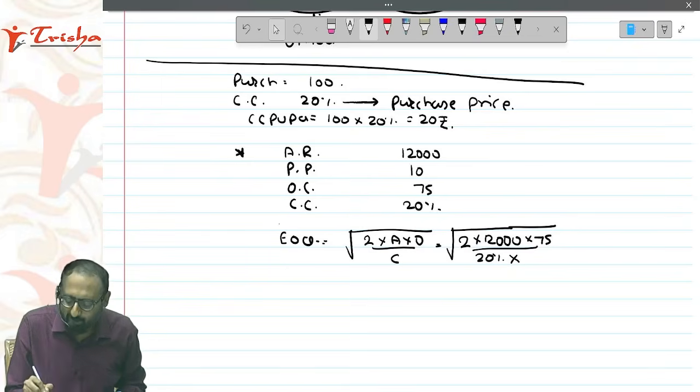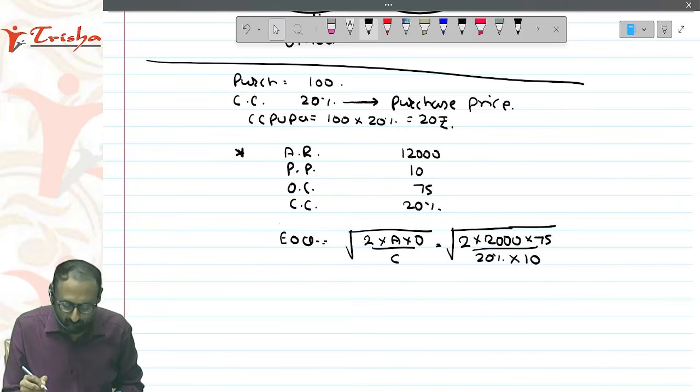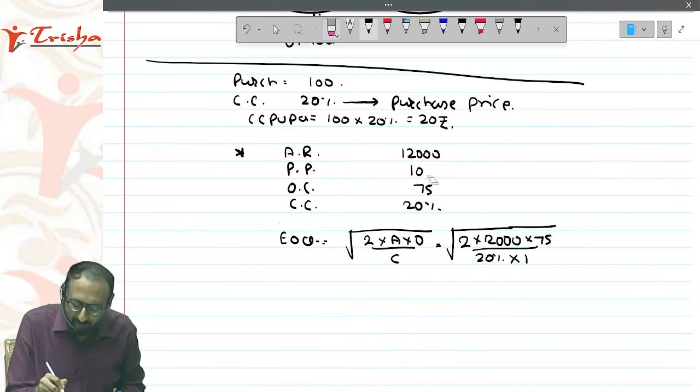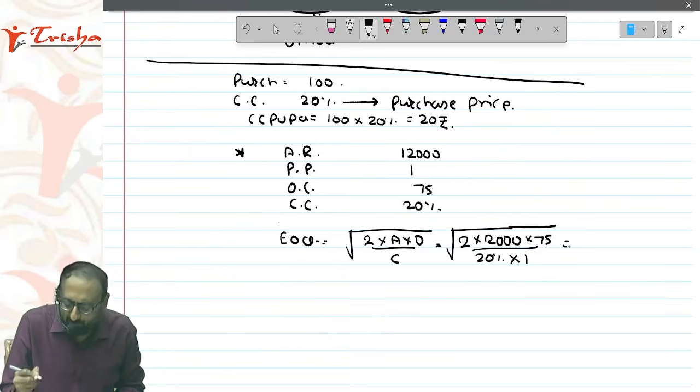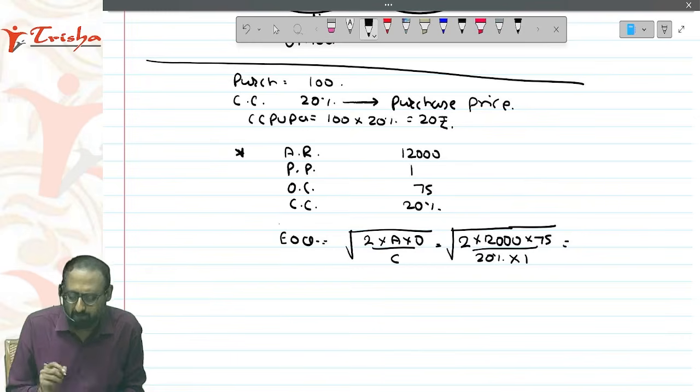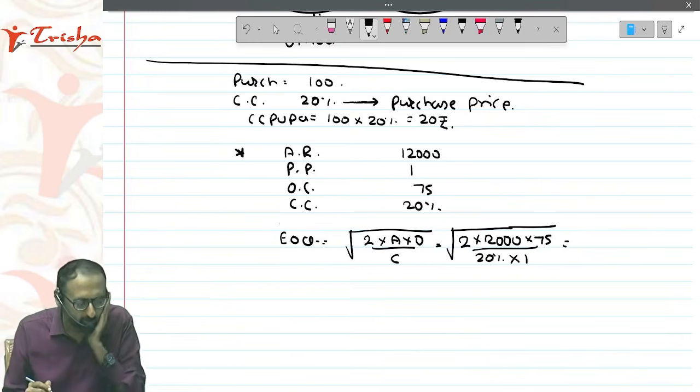So 20% is applicable on what? Purchase price. How much is your purchase price, guys? Is it 10 rupees? Or 1 rupee, sir? I'll take 1 rupee, not 10 rupees. Directly 1 rupee. Simple I'll make, Sarji. Now you tell me what will be your economic order quantity. Please, fast answer is expected from all of you.